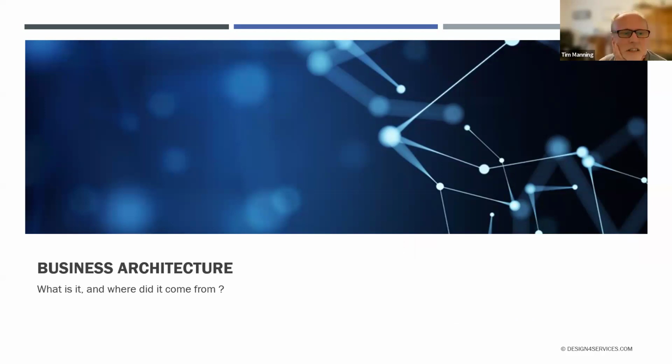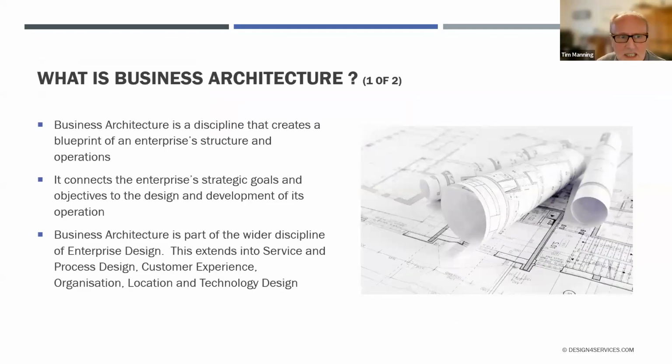Business architecture. So what is it and where did it come from? It's basically a discipline that creates a blueprint for the enterprise, its structure and operations. So it's similar to a building architect. We look at the structure and we focus on the structure rather than the detail within the operation. It provides the framework, the scaffolding, as some people refer to it.